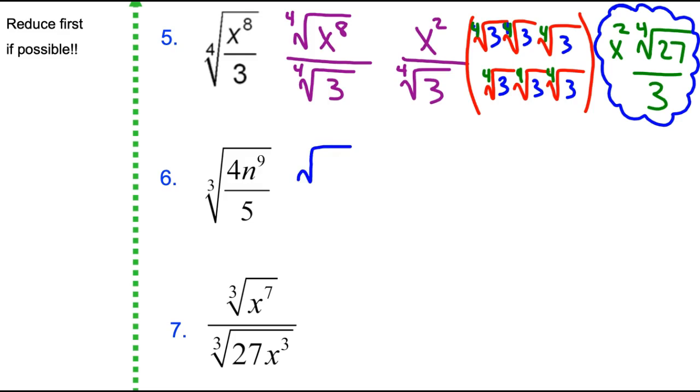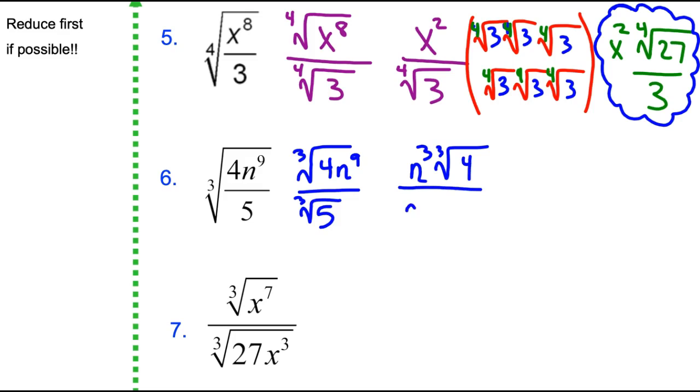Okay, next one here, let's break this up. We have the cube root of 4 n to the 9th over cube root 5. Cube root of 4, that doesn't do anything, but the n to the 9th part does. So we have n to the 3rd cube root of 4 all over cube root of 5. Multiply cube root of 5 a total of 3 times to rationalize it.